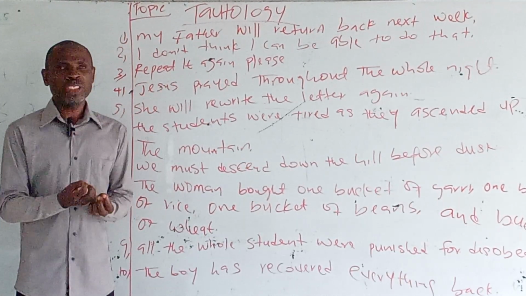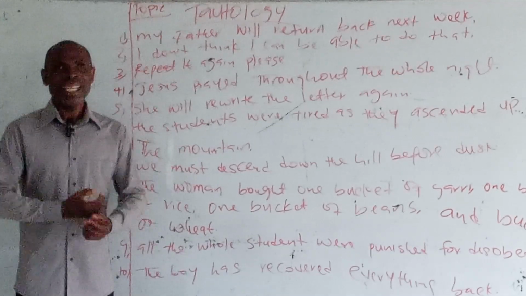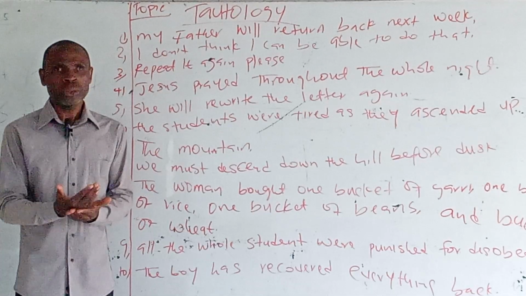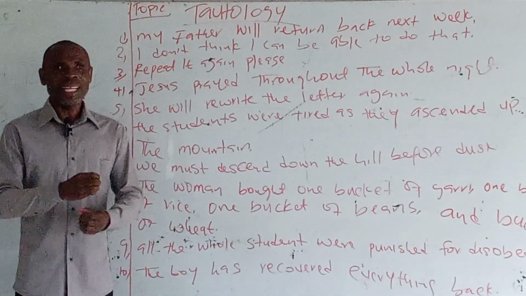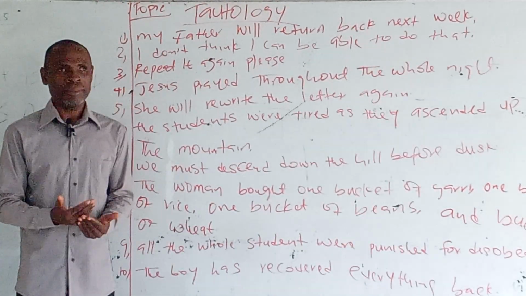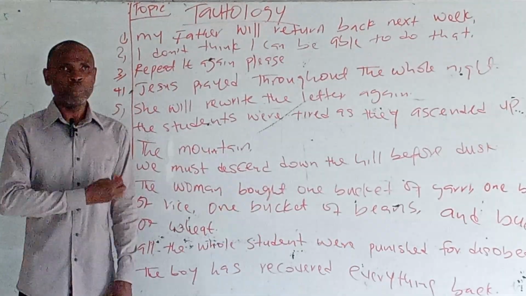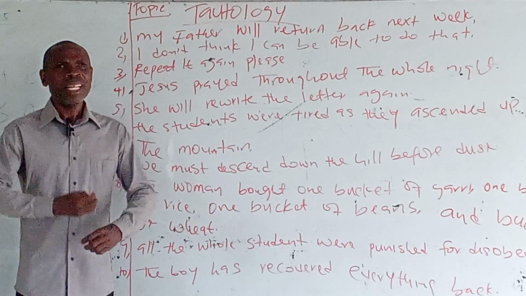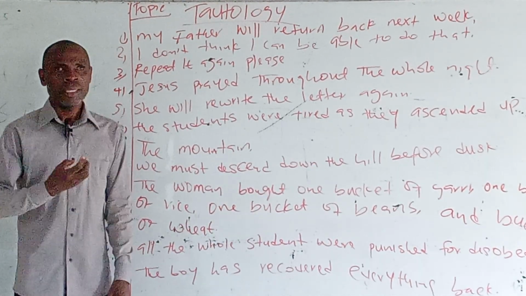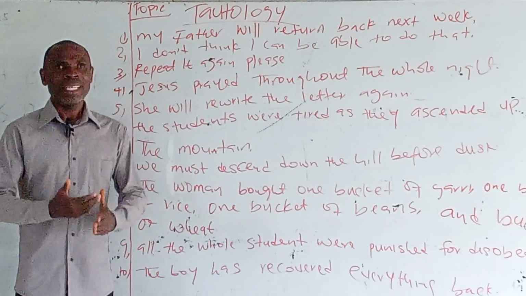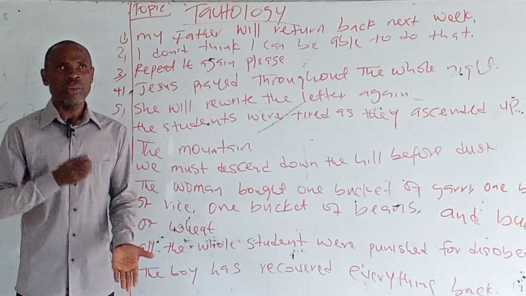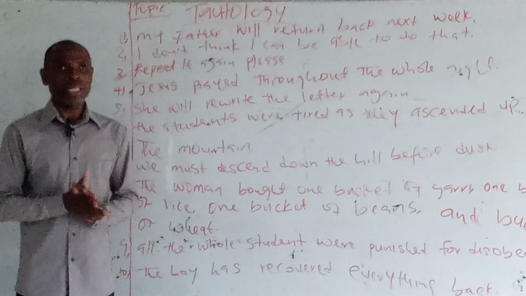Since all the items listed here, bought by the woman, are of the same quantity or amount, there is no need to repeat the quantity or measurement again and again. So a better way to put this sentence is, the woman bought 1 bucket of gari, rice, beans, and wheat. So we delete the repetition of 1 bucket of.